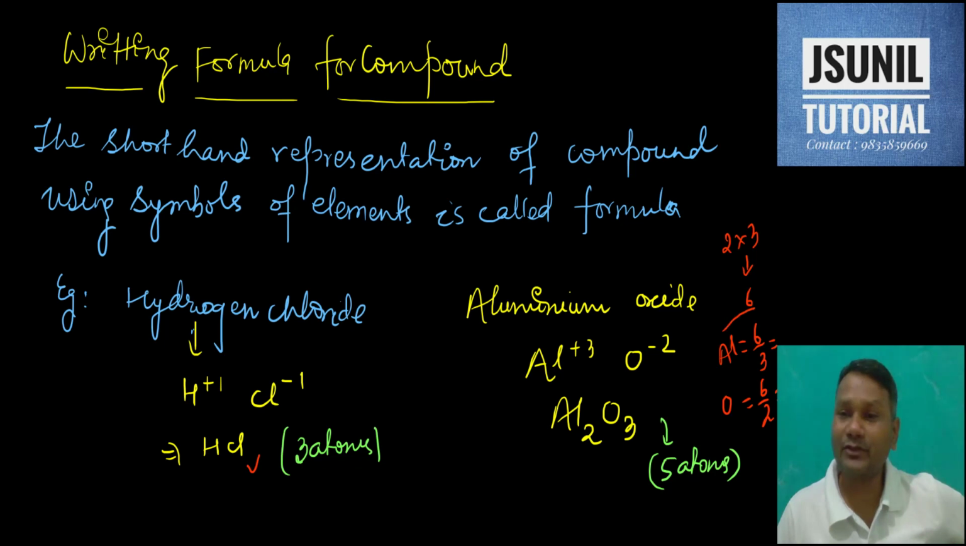That is, 2 atoms of aluminum and 3 atoms of oxygen. Then we get the formula Al2O3.